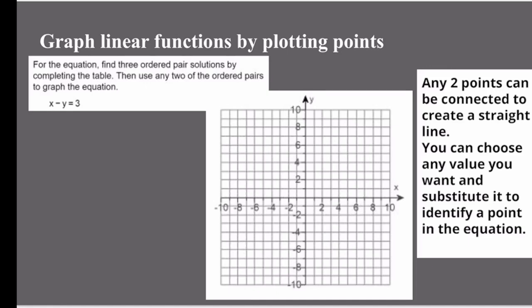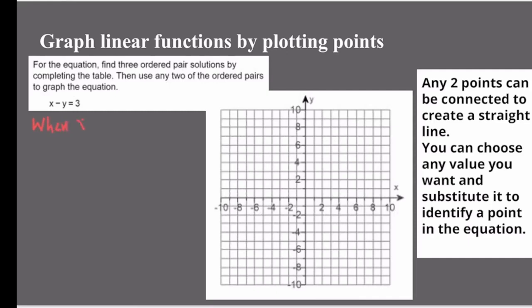We're just going to find 2 points. Any 2 points can be connected to create a straight line if we're talking about linear equations and linear functions. You can choose any values that you want and substitute them to identify a point in the equation. So if you're given a table of values, you have to use what they're given to you. So what we're going to do is pick numbers.